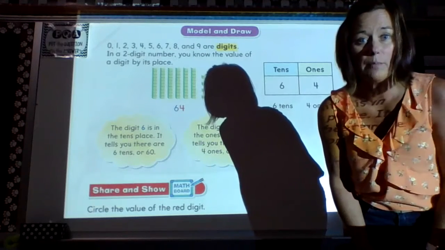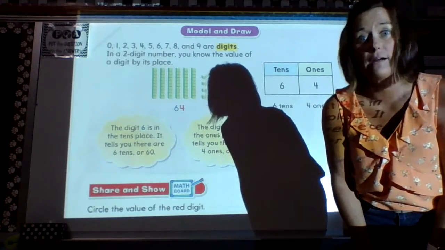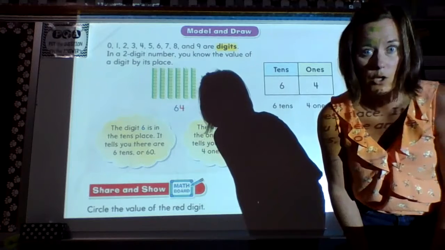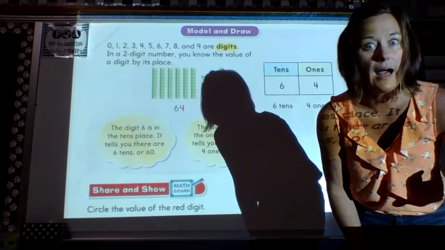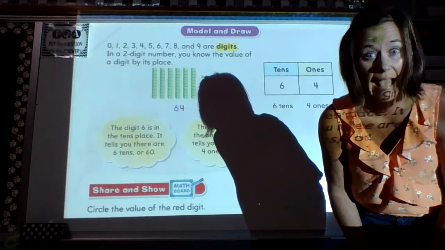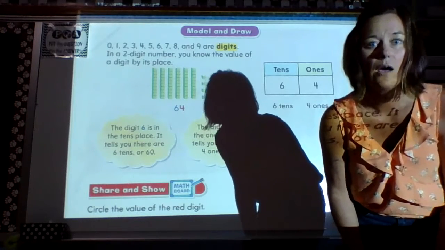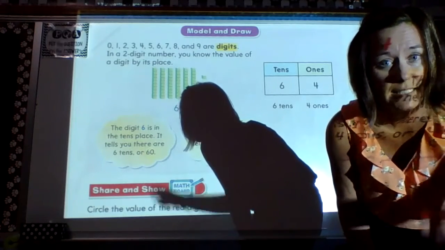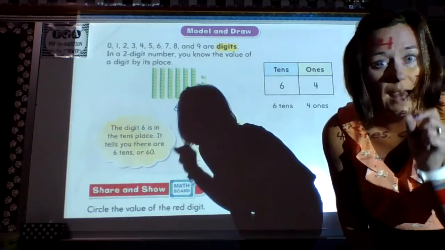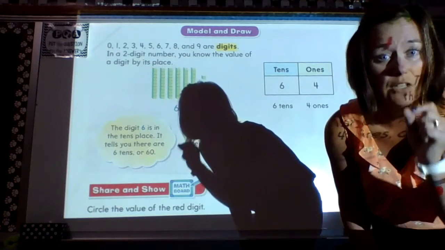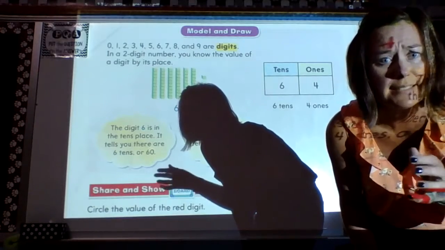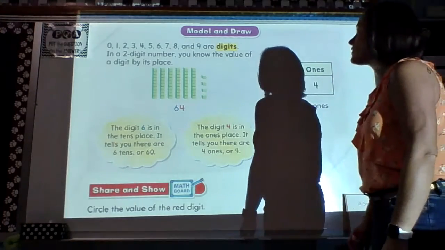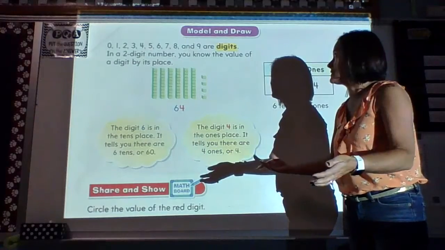So if you want a one-digit number, you need a 1, a 2, a 3, a 4, a 5, a 6, a 7, an 8, or a 9. If you want a two-digit number, you want a 10 all the way up to 99. After that, what comes after 99? 100. Well, guess what? 100 is a three-digit number. But today we're going to talk about two-digit numbers and the place value that each digit holds. It means something. So, 0, 1, 2, 3, 4, 5, 6, 7, 8, and 9 are digits.